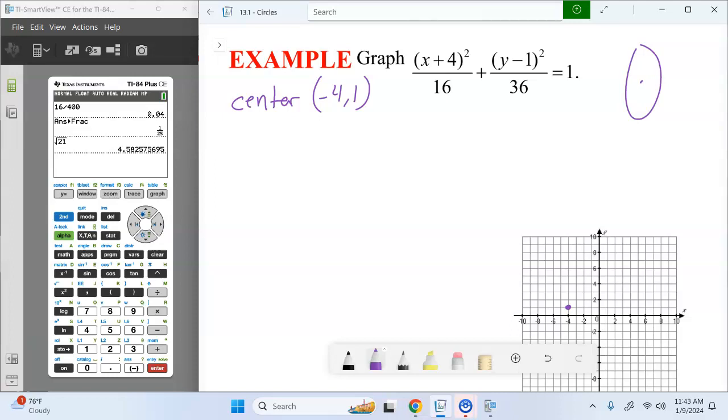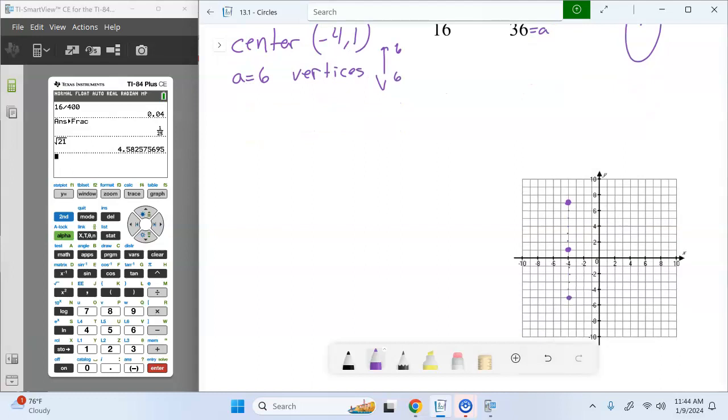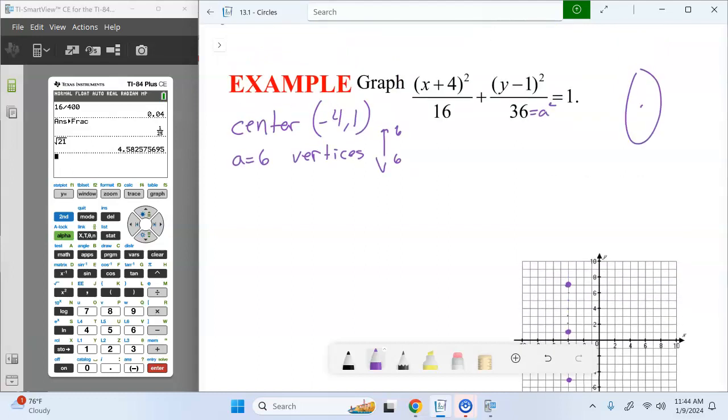6 is going to be what? 6 up. 6 up and 6 down. 6 is our A value. Our largest one is A squared, so A is 6. And since we're going vertically, our vertices will be 6 up and 6 down. So 1, 2, 3, 4, 5, 6. We can add and subtract 6 from the y value to get our vertices.